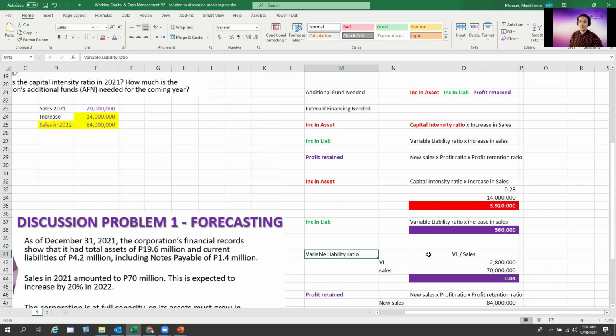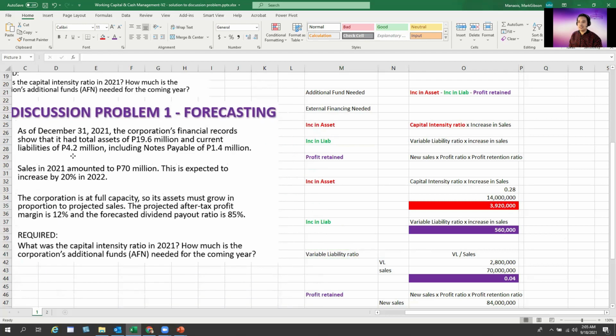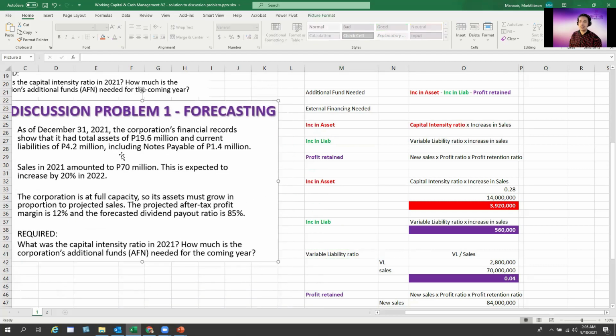Kanina, di ba, diniscuss ko rin paano nga yung pag-compute ng variable liability. Sabi natin, variable liabilities are spontaneous liabilities which automatically change when sales change. Tapos sinabi pa natin na notes payable isn't classified as variable liability because these are subject to your discretion. So therefore, ito yung details. Ano ngayon dyan? Yung variable liability natin.